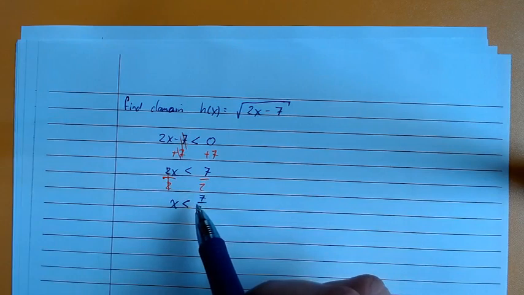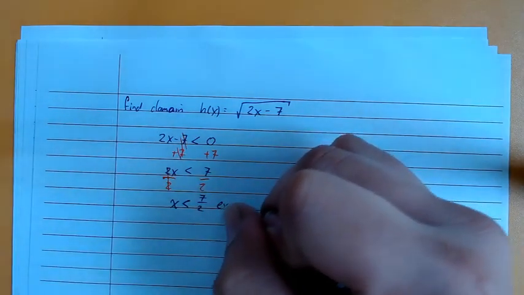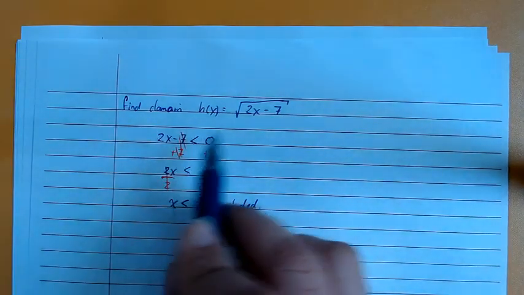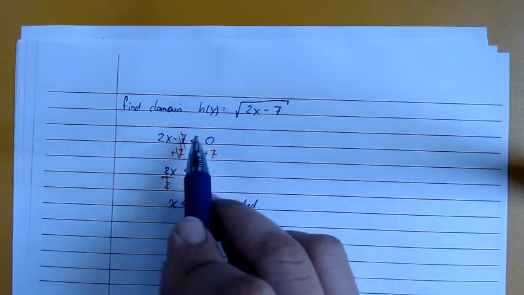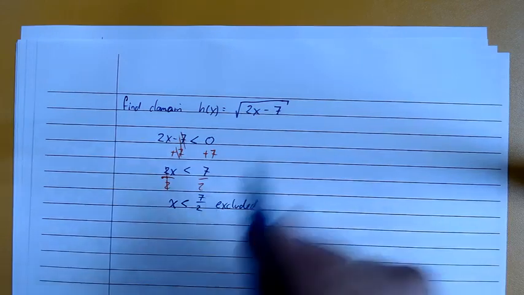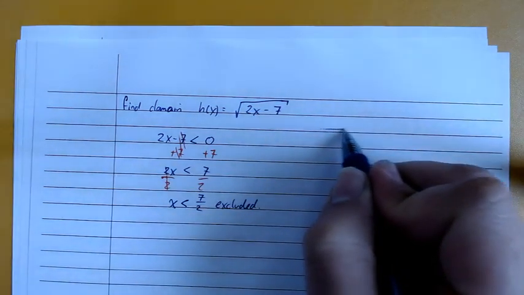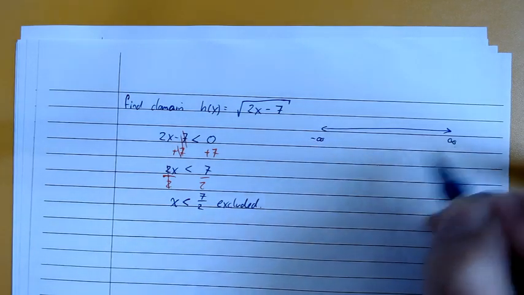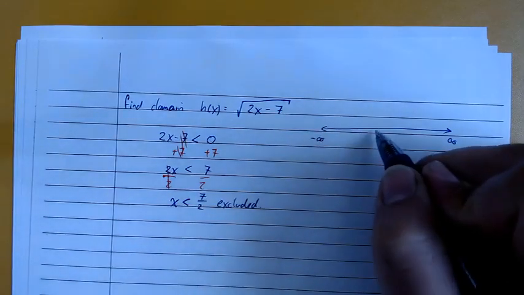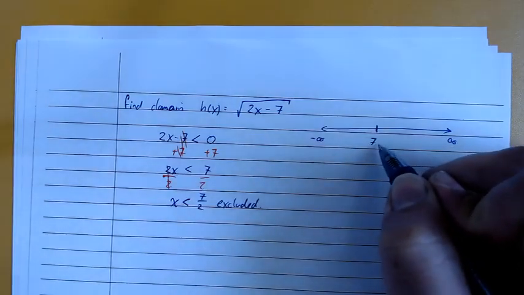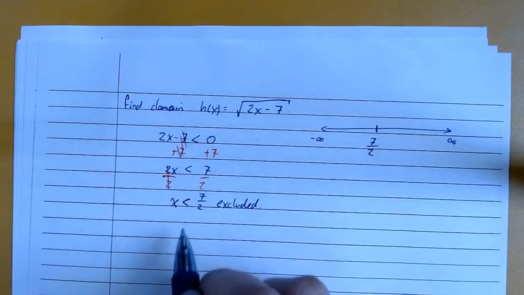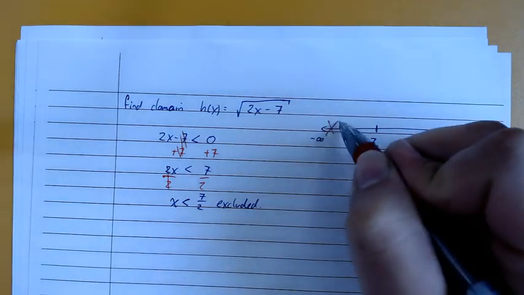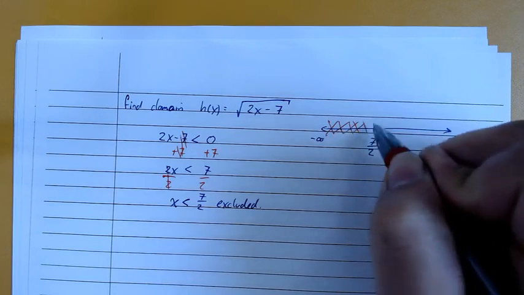Okay, all right, so remember, this is what needs to be excluded. Anything that makes the stuff under the radical negative, meaning less than 0, we're throwing that away. All right, so here's my number line, from negative infinity to infinity. Now, 7 halves, right here. I'm going to exclude everything less than that, which means all of this stuff over here, I'm throwing it away.